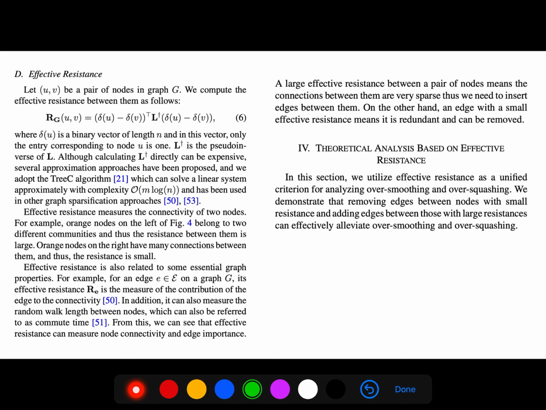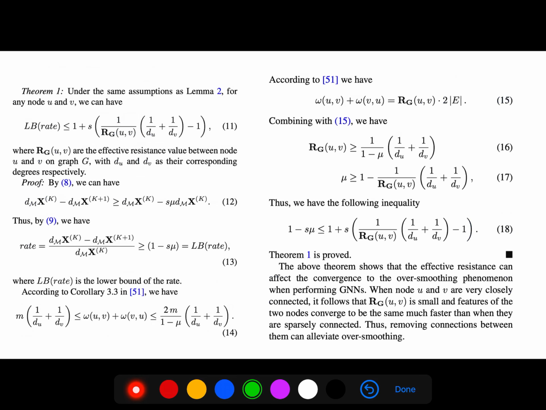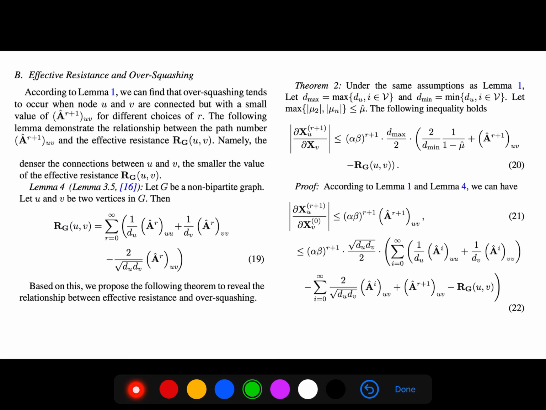But what is effective resistance? Let U and V be a pair of nodes, this U and this V. We compute the effective resistance like this, where L is the pseudo-inverse. So calculating it is very expensive, but there are several approximation algorithms, like in this paper, where they use the 3C algorithm. And there is a connection between effective resistance and over-smoothing that they explain here. Also, there is a connection between effective resistance and over-squashing. They explain it in this theorem.